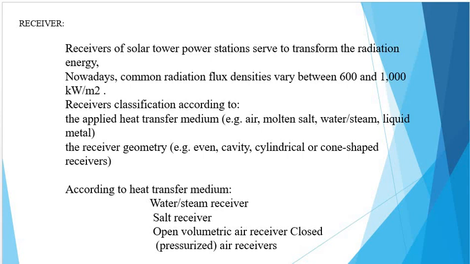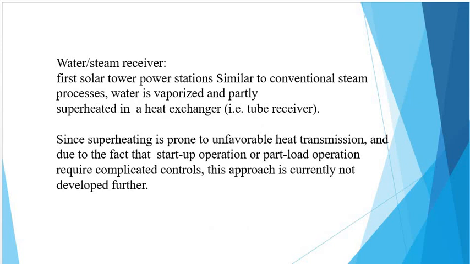The receiver of a solar tower power station transforms the radiation energy. The radiation flux density varies from 600 to 1000 kilowatts per square meter. Receivers are classified based on the applied heat transfer medium as well as the geometry of the receiver. According to the heat transfer medium, they are classified into water or steam receiver, salt receiver, open volumetric air receiver, and closed air receivers.